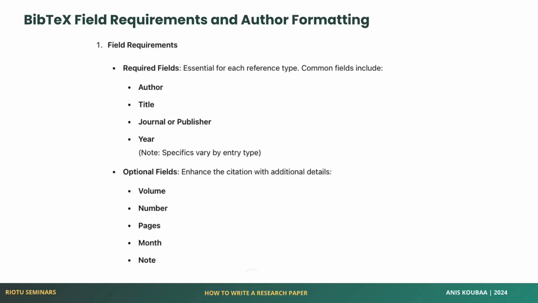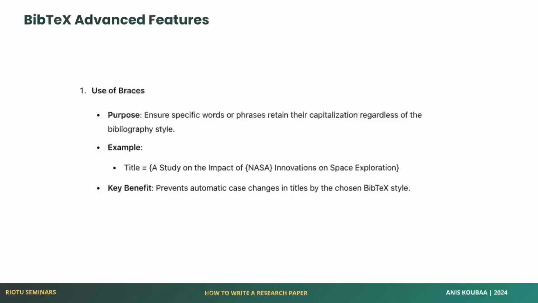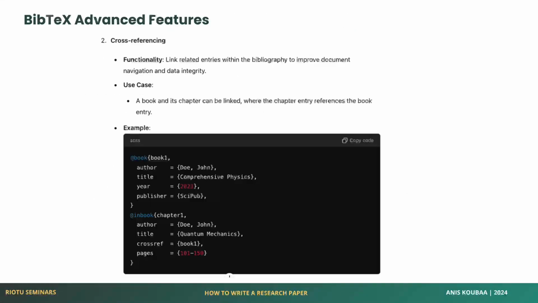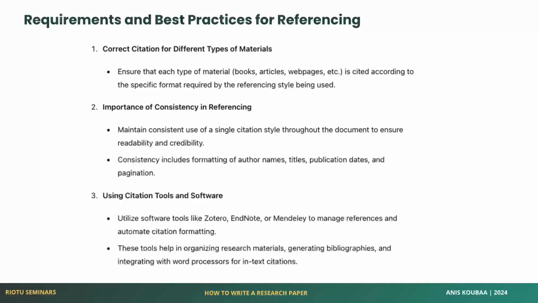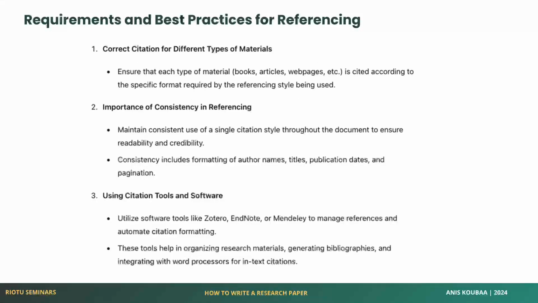So, field requirements: usually the author, the title, the journal, the publisher and the year are required, and these others are optional fields. But for completeness, in principle, we should always cite the volume, the number, the pages, the month, and all the relevant information. Okay, so these are just slides for you to have more things, but I want to move to the important part.